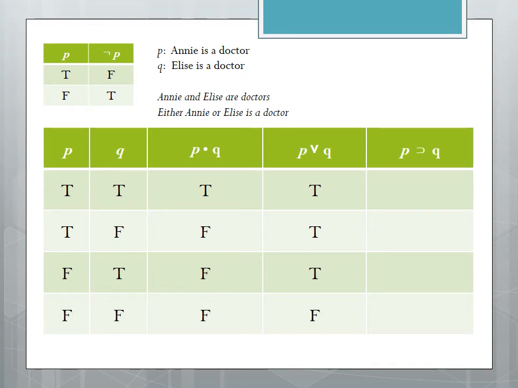We use the word antecedent to pick out the bit that precedes the horseshoe, and we use the word consequent to pick out the bit that follows the horseshoe. So in this case, P is the antecedent and Q is the consequent. So if the antecedent and consequent are both true, then within our symbolic language, the conditional is true.